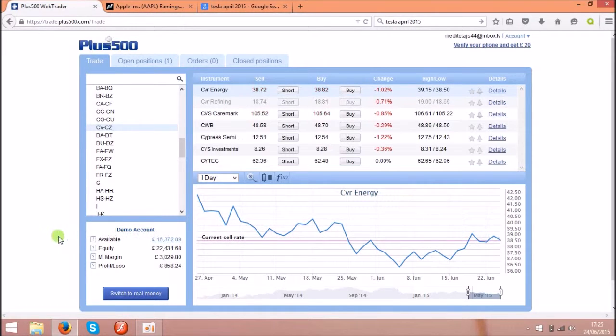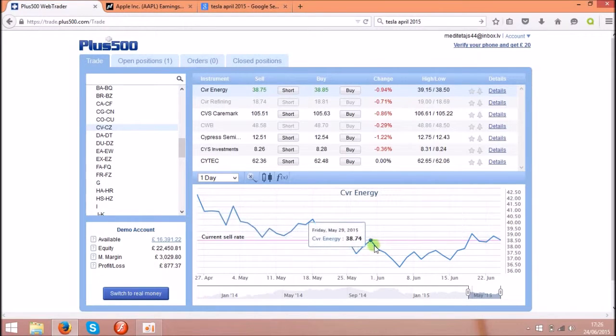It comes with 20,000 pounds. So I've made a profit at the moment of around 2,431.62. But I still have one position open, so I have 877 profit at the moment.